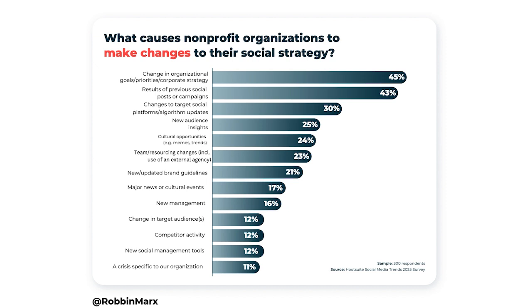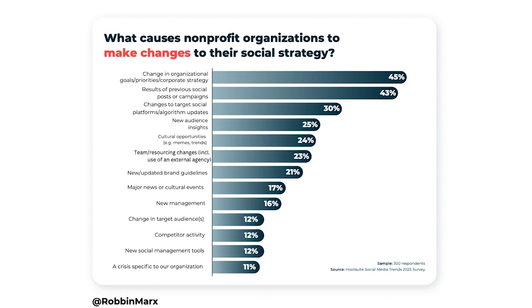That's something, listen, we have to be mindful of algorithm changes, but if you're creating really good content and you're also telling the story of your organization, it'll work. You might have to make minor changes, but pivoting your entire strategy because of an algorithm change is not always the best plan. 25% of folks change because of new audience insights. 24% change because of cultural opportunities like memes and trends. 23% change because of team resources, including bringing in an external agency.